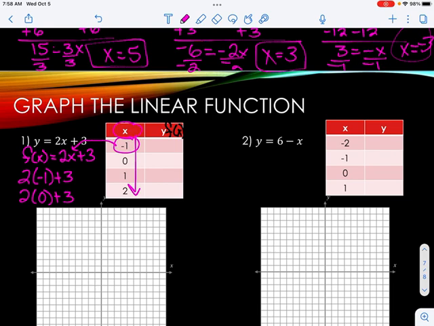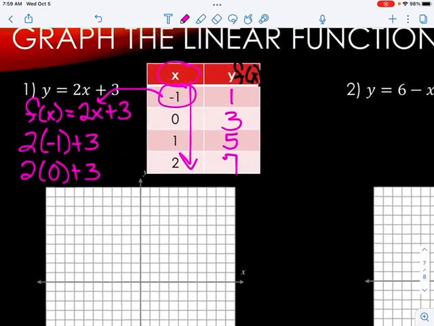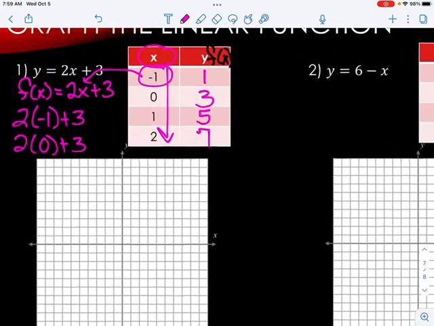So 2 times negative 1 plus 3, that's going to get me a value of 1. 2 times 0 plus 3, that's going to give me a value of 3. 2 times 1 plus 3, that's going to give me a value of 5. 2 times 2 plus 3, that's going to give me a value of 7. Now, what you just found is 4 different ordered pairs. So now we plot them.